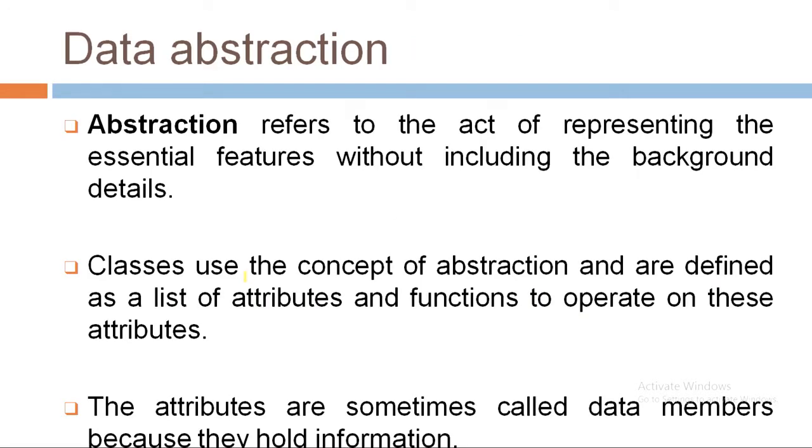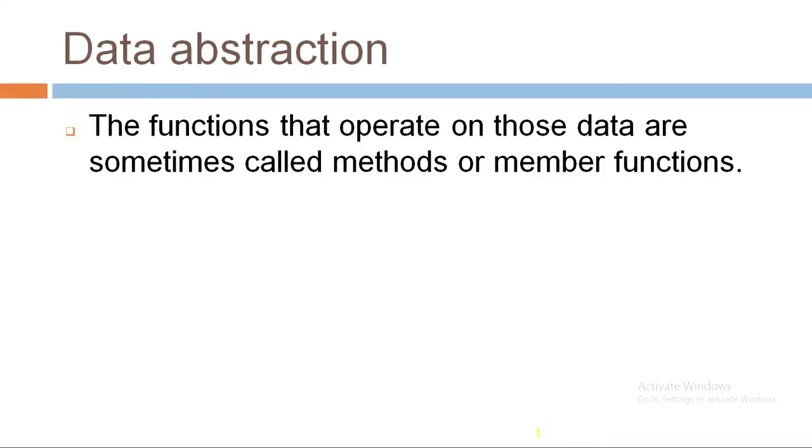Now the next thing is data abstraction. Data abstraction refers to the act of representing the essential features without including the background details. That means we just need to know only the required features and not get bothered about the hidden features. So classes use this concept of abstraction, and they are defined as a list of attributes and functions to operate on these attributes. The attributes are sometimes known as data members because they hold the information, and the functions that operate on those data are known as methods or member functions.